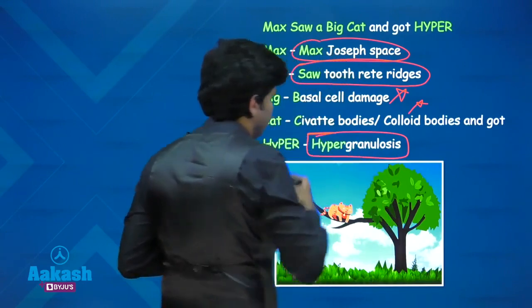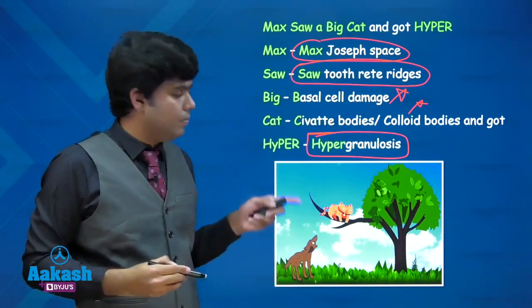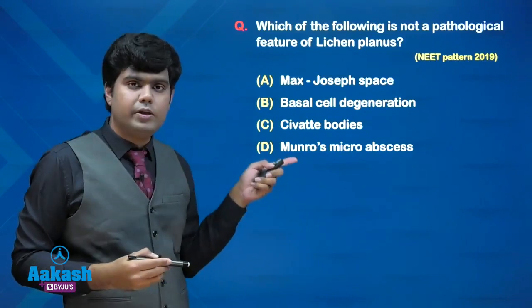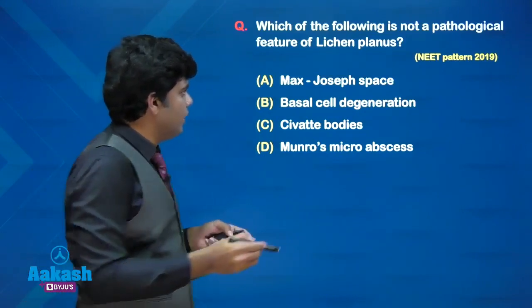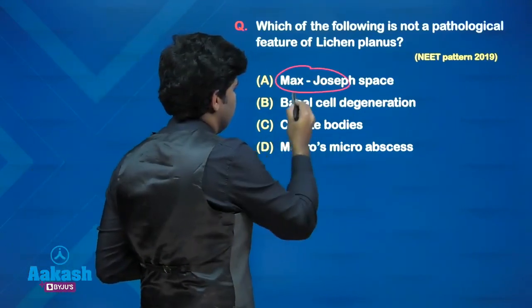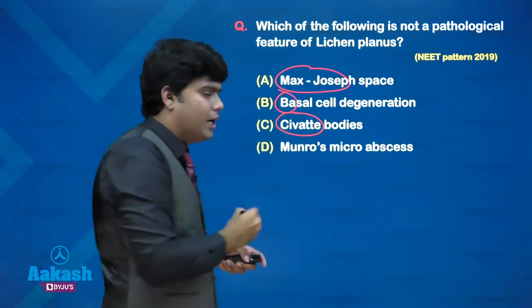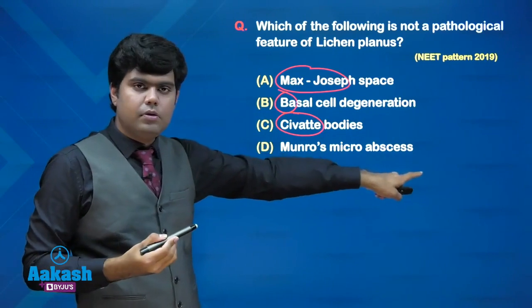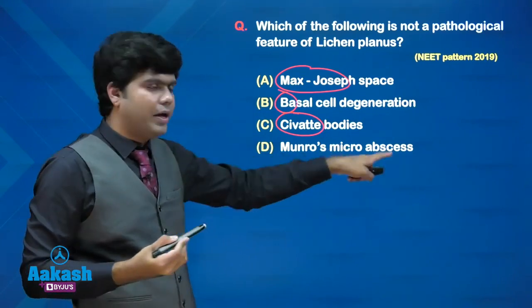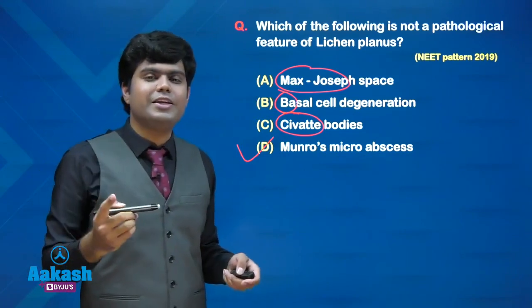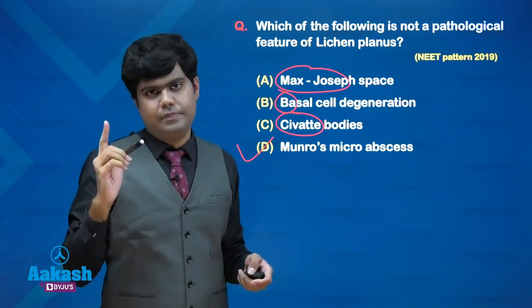So this is how you should make mnemonics. Simple to remember and you can correlate. So let us solve with the help of the mnemonic. Max saw a big cat and got hyper. It is nowhere mentioned in the mnemonic, Munro micro abscess. So the answer is Munro micro abscesses, which is seen where? It is seen in psoriasis, right?